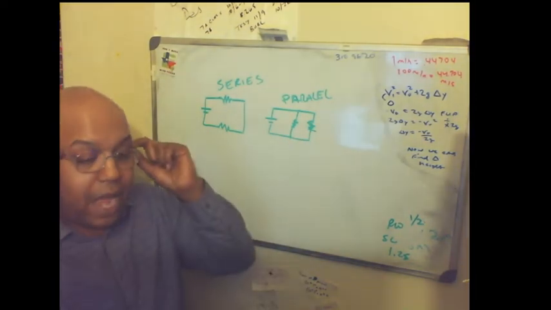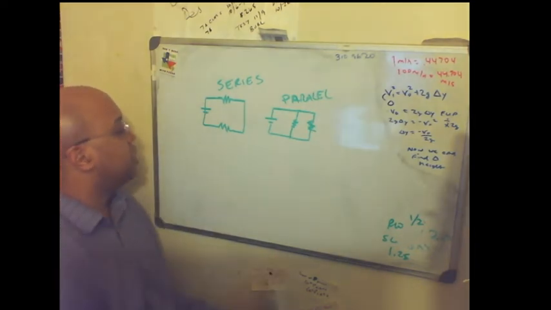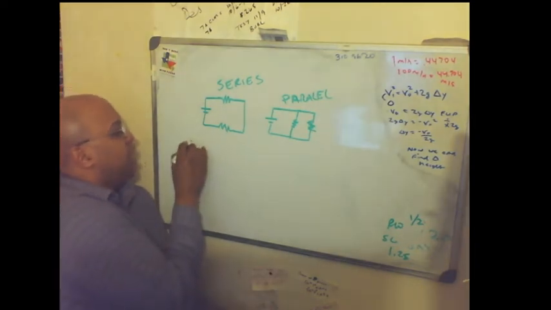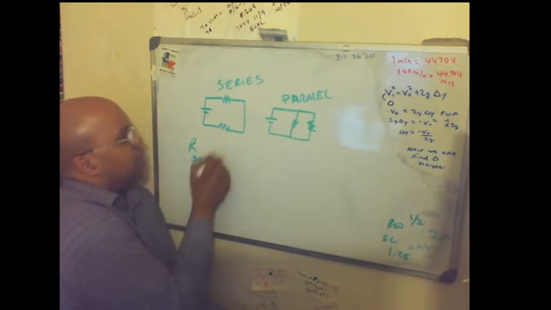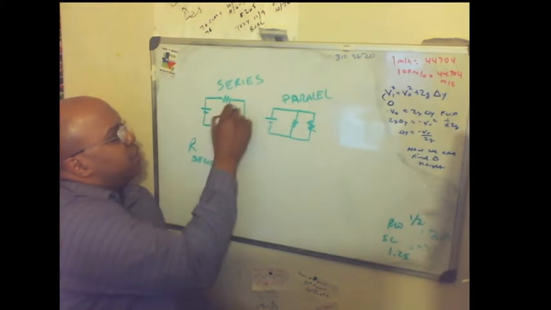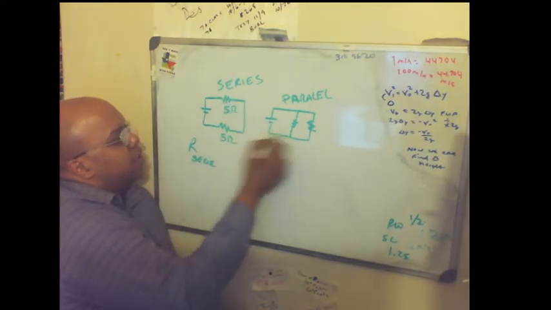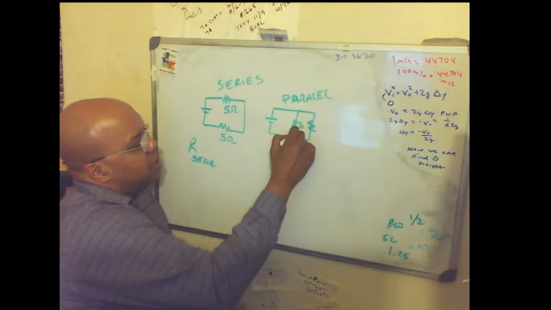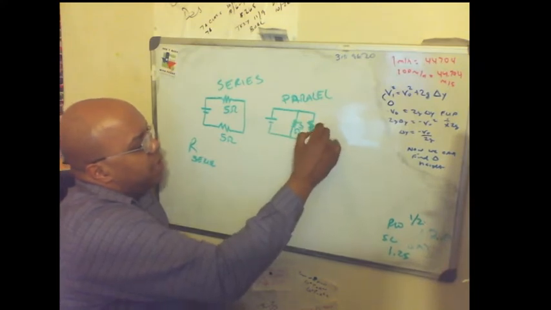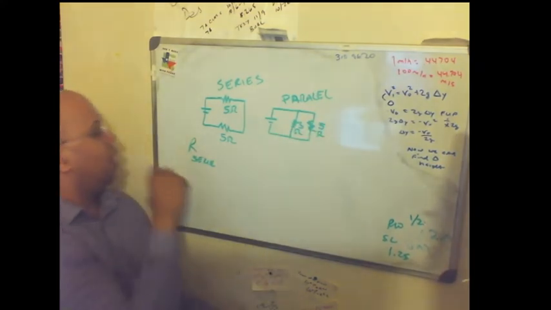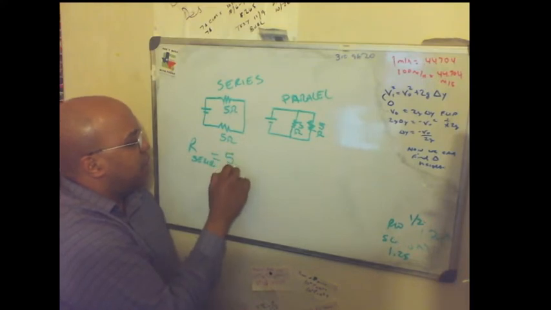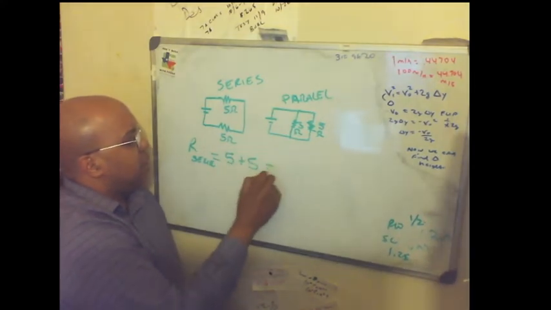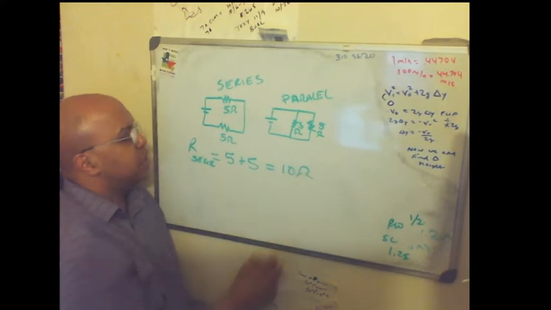Okay. Why is that? Well, resistance in series, I'll put R sub series. So let's say this is a 5 ohm resistor, and this is a 5 ohm resistor, and that's an omega symbol. Resistors in series is this. For total resistance, it's going to be 5 plus 5, which would be 10 ohms of resistance.